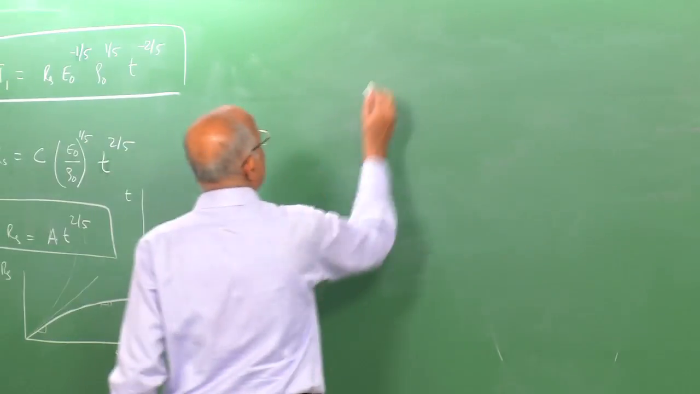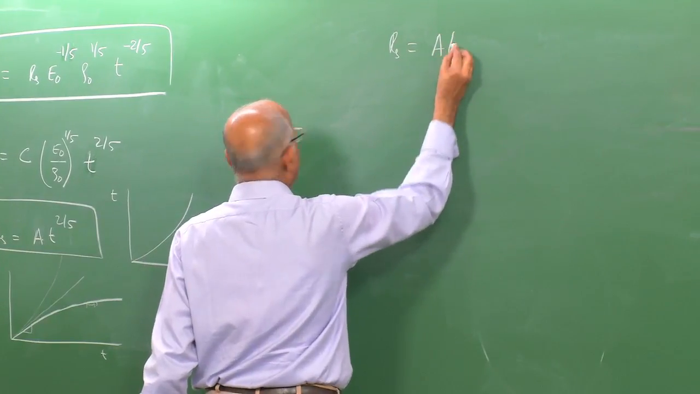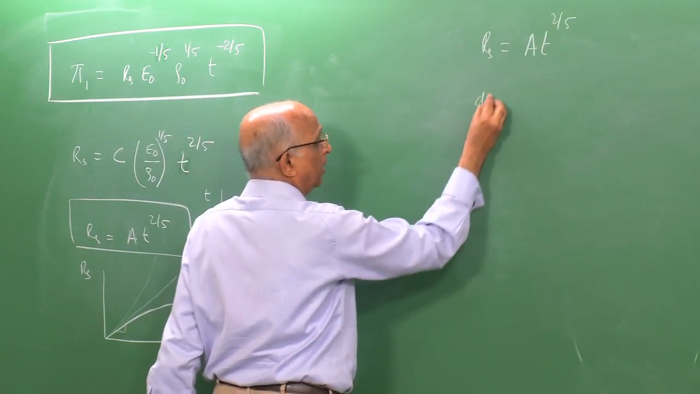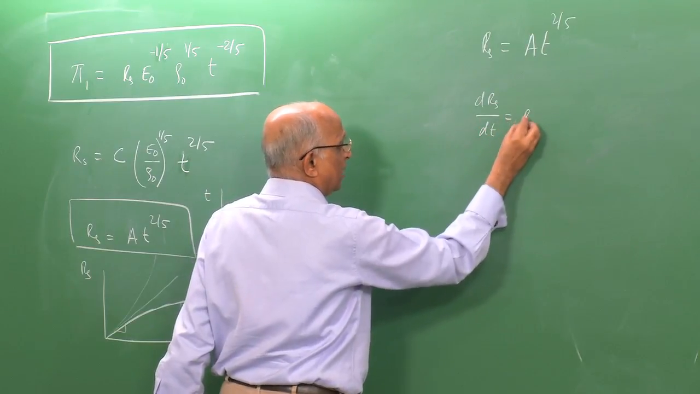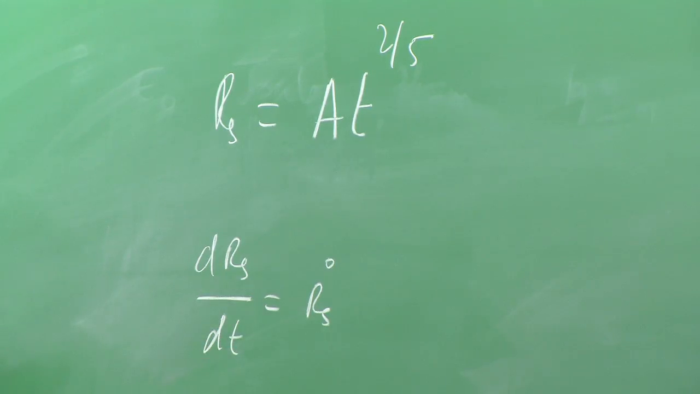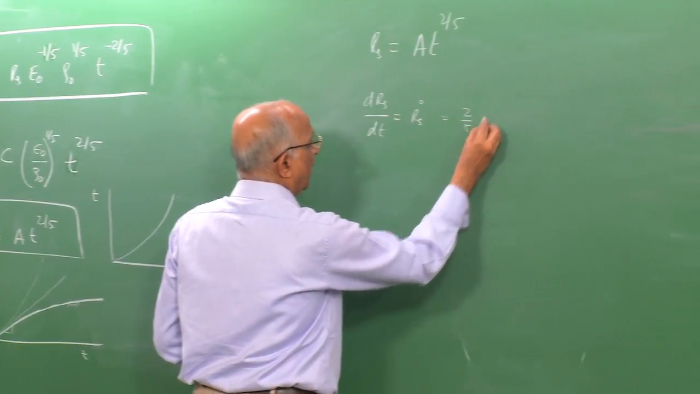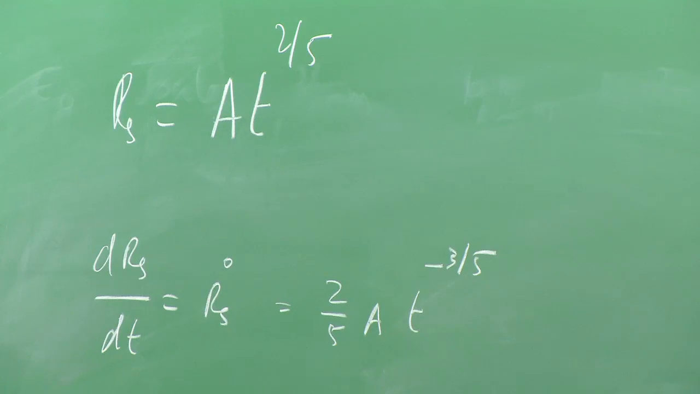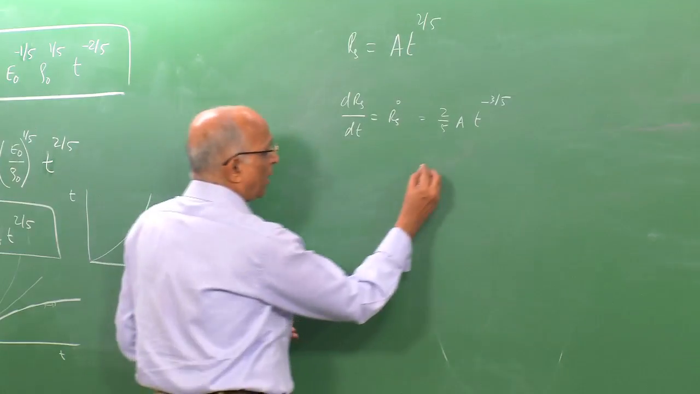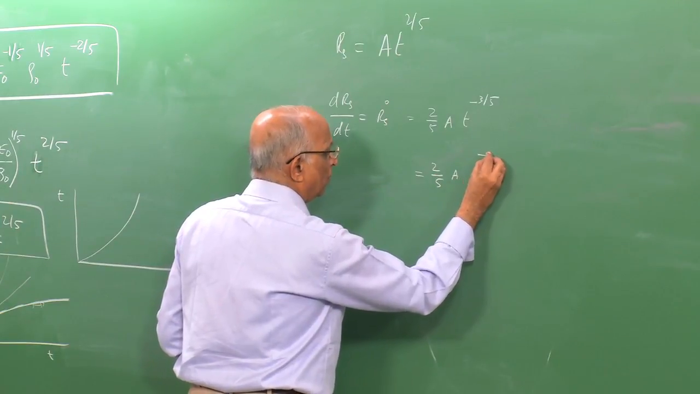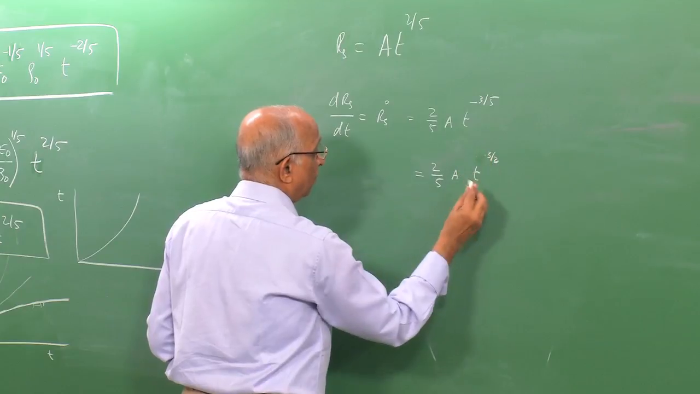Yes, we have the expression Rs is equal to a t to the power 2 by 5. Therefore, I am interested in the velocity at which the shock is propagating. I have dRs by dt, which I denote as Rs dot, because I do not want to carry this differential. It is equal to 2 by 5 a t to the power minus 3 by 5. I differentiate this, and now I want to express the velocity not as a function of time, but as a function of distance.